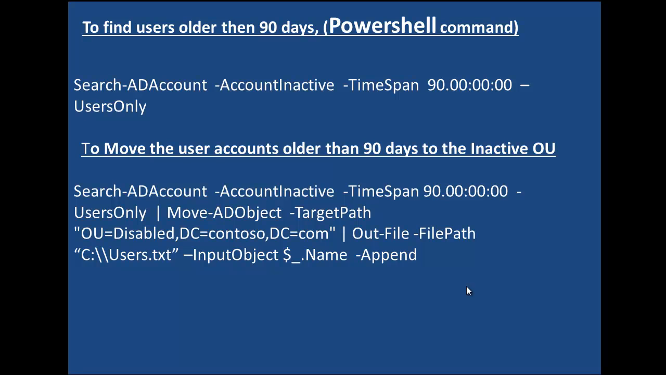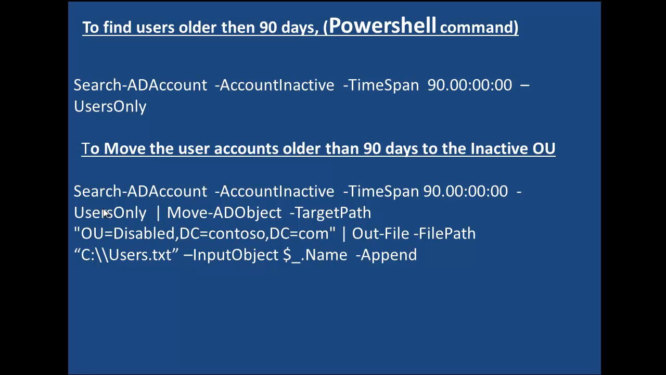What about inactive accounts? An inactive account could be an account that a person has not used for quite some time. You can use a PowerShell command to find users that have inactive accounts older than 90 days. The PowerShell command syntax is Search-ADAccount -AccountInactive -TimeSpan 90 days -UsersOnly. Then what you might want to do is to move those user accounts that are older than 90 days to an inactive OU.